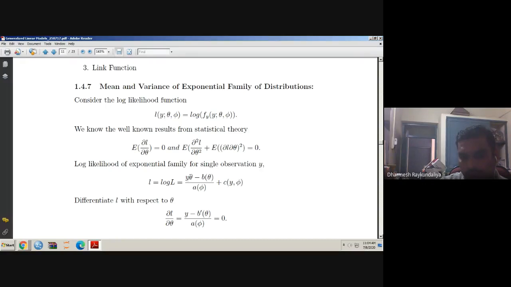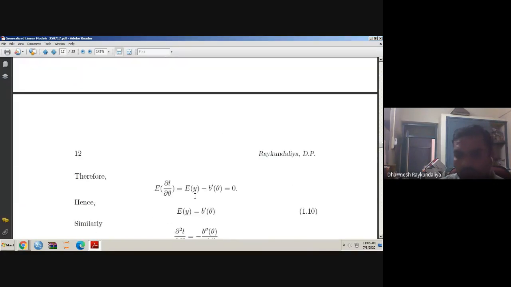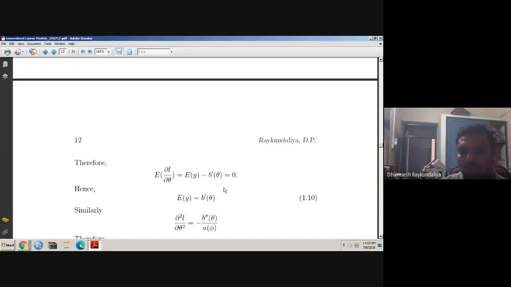What is the derivative of theta with respect to theta? It is 1, so that is y. And what is the derivative of b theta with respect to theta? It is b dash theta. So b dash theta is nothing but the derivative, and we see that phi equal to 0. And then if you take the expected value, it is 0. And if expected del L by del theta equal to 0, that means this phi goes here, so we can have an expected value of y minus b dash theta equal to 0. So we will get the expected value of y equal to b dash theta.